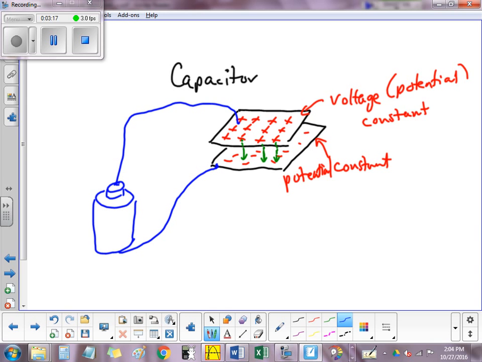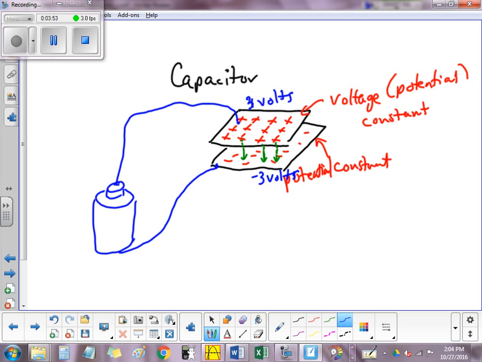Let's say that this right here is 3 volts. What do we mean by 3 volts? We mean that if you compare this to V equals 0, which is way out past the edges of the universe, if you compare the potential on this plate to the potential out at the infinite realm, there's a 3 volt difference. That's what that means. And then the other plate might be at negative 3 volts, which means that it's 3 volts lower than the edge of the universe.